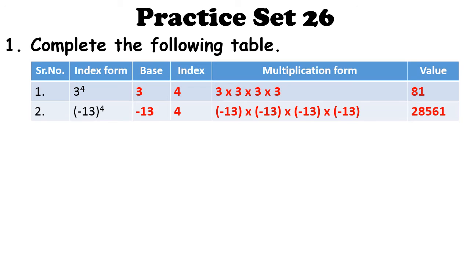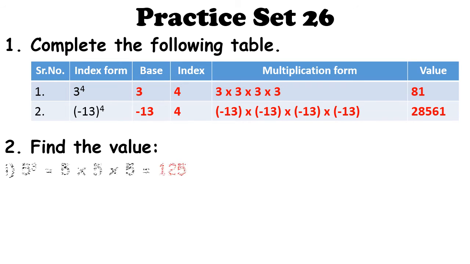Let's take another example. Minus 13 raised to 4. So, minus 13 is the base and 4 is the index. Its multiplication form will be minus 13 multiplied by minus 13 multiplied by minus 13 multiplied by minus 13. Its value will be 28,561. Let's solve main question number 2, that is, find the value.